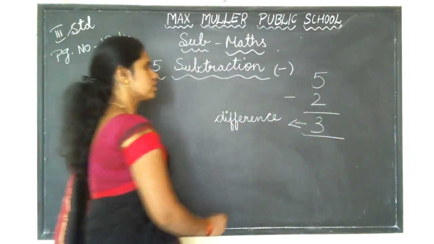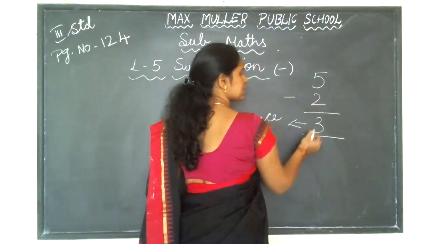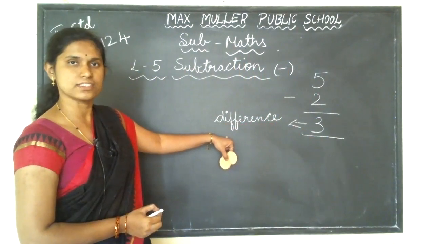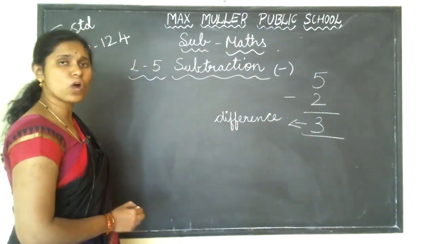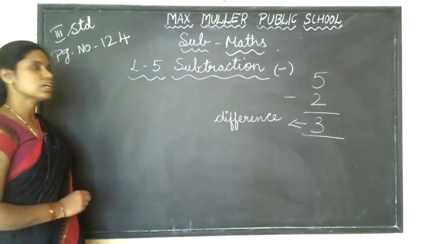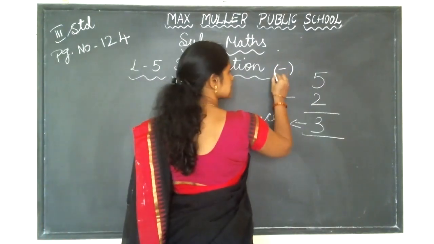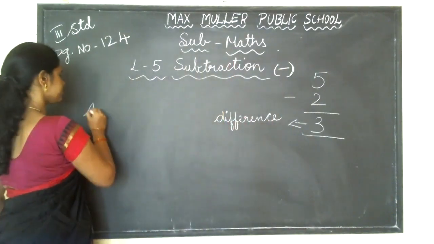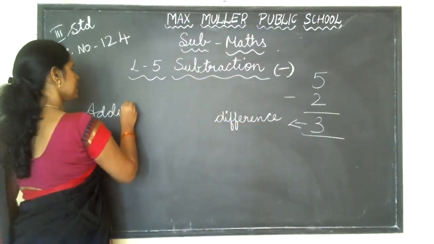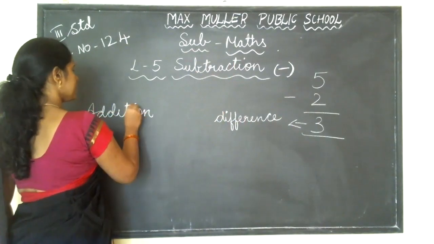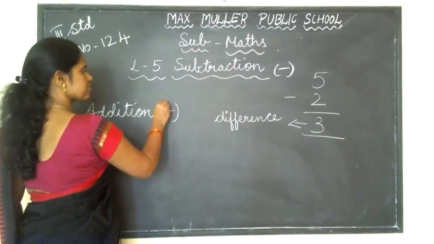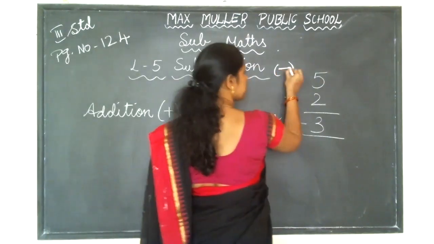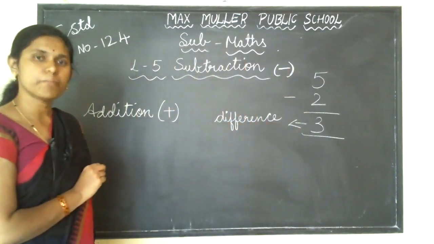Difference. Understood? After subtracting, the answer we get is called as what? Difference. For subtraction, what is the sign we are using? We are using the minus sign. For addition, you have already learned, we use plus. For subtraction, we are using minus.